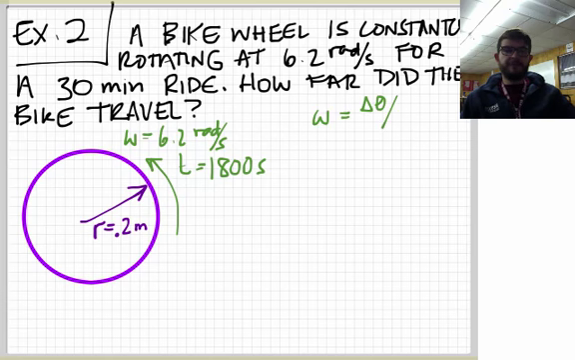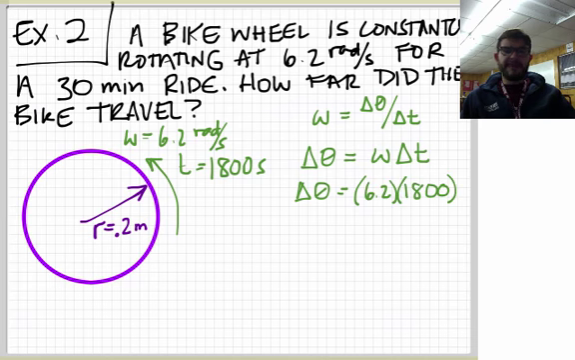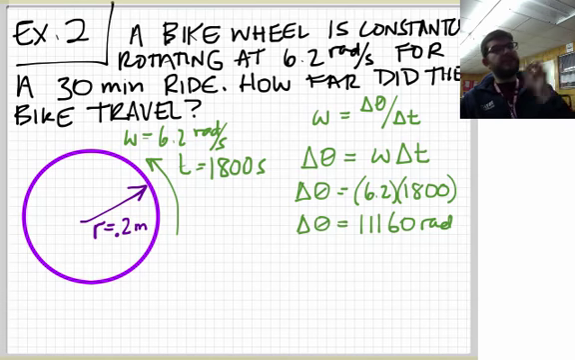So I'm thinking to myself, in linear motion, velocity is distance over time. So in angular motion, the angular velocity is the angle over time. That means the angle is just the velocity times the time. So my angle is 6.2 times 1,800 seconds. Let's see, what is that? 11,160 radians. So that's how many radians this wheel actually turned, which is quite a bit.